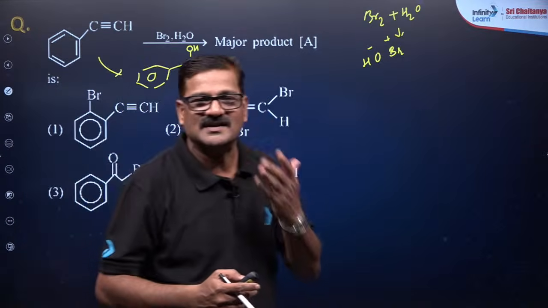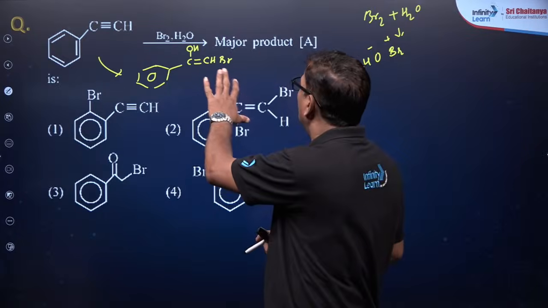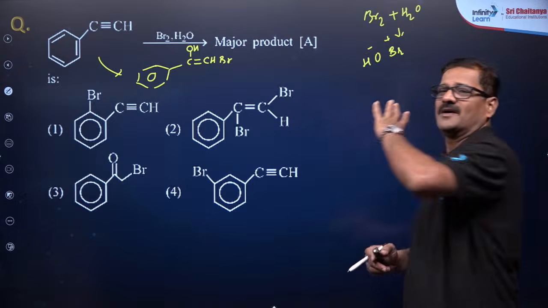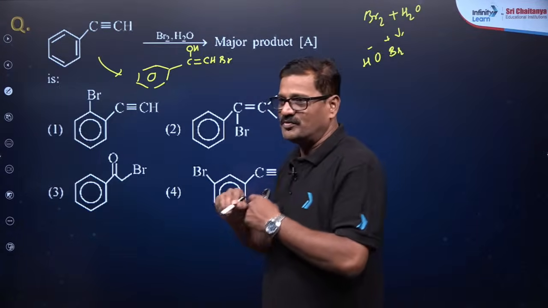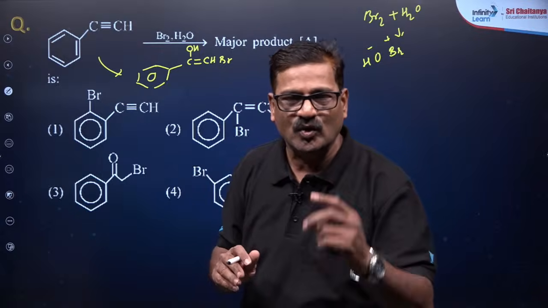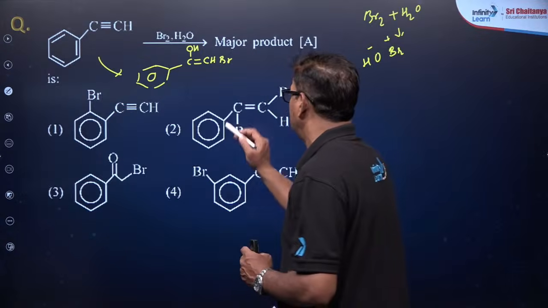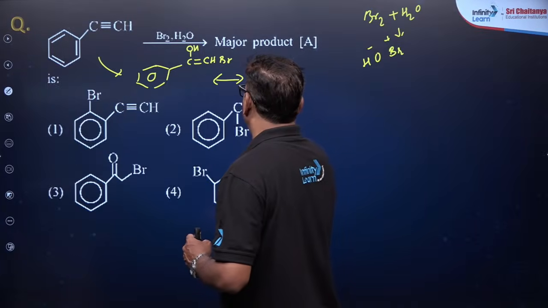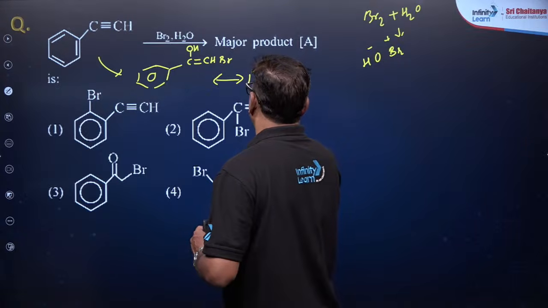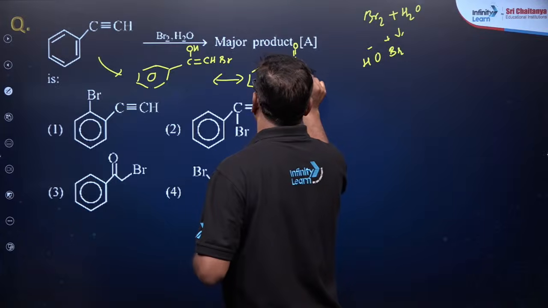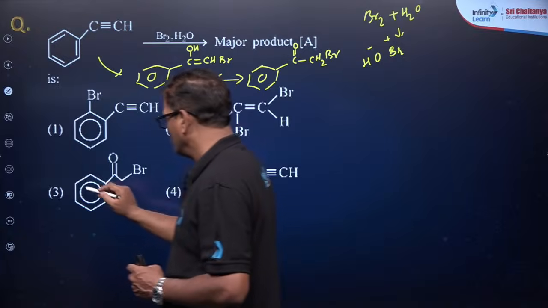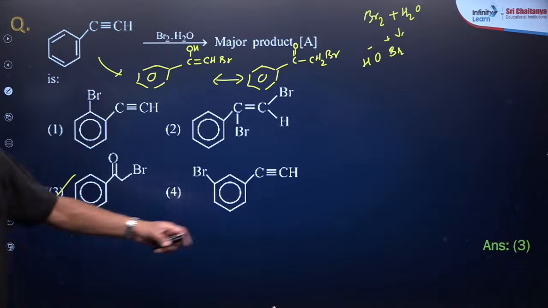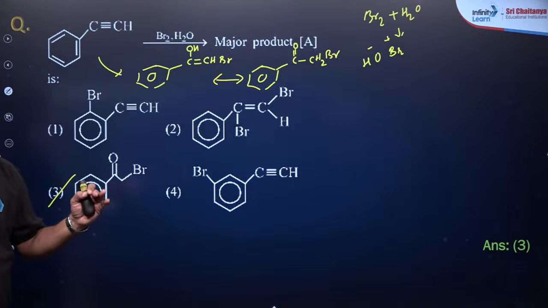Then how to say? I feel it is Markovnikov rule according to which this is right, but the answer is coming differently. Double bond and OH group can never be stable because keto-enol tautomerism takes place, so it is going to rearrange itself. So, it will give you C double bond O and CH2Br will come. So, I would say option 3 is the correct answer for this question. Any doubt? Clear? Fine.